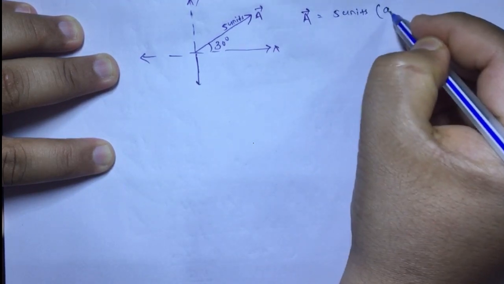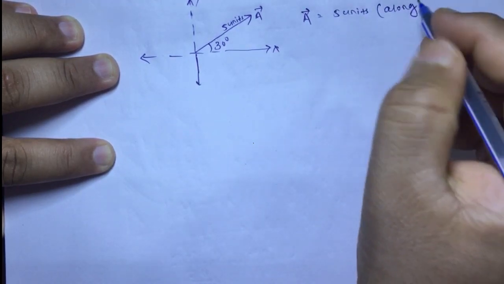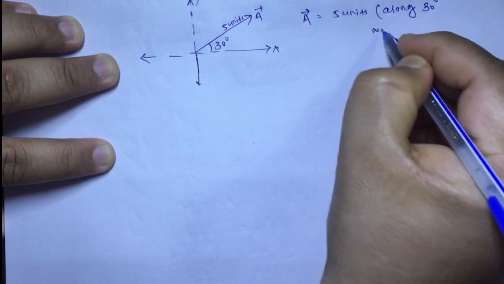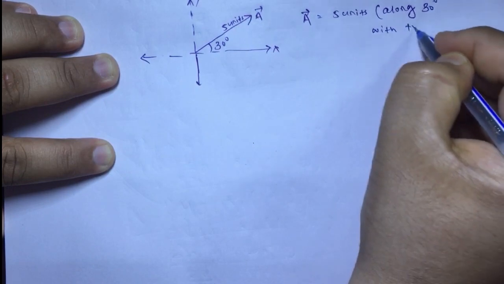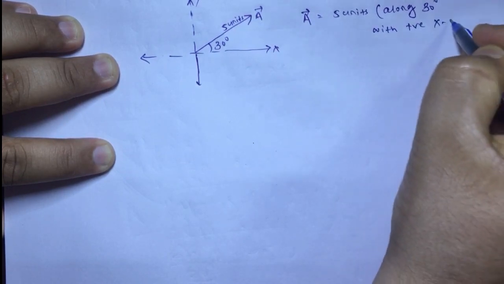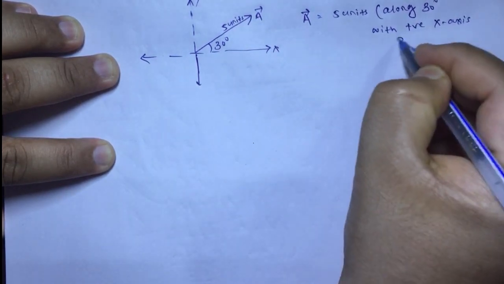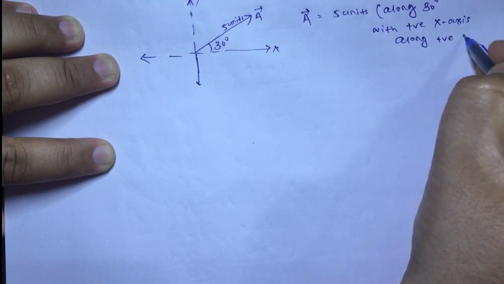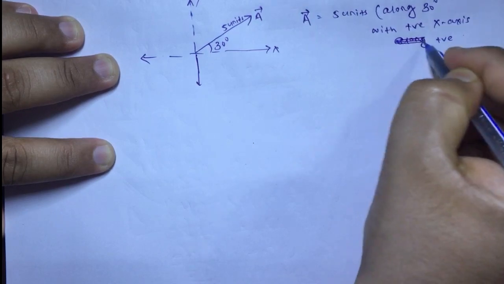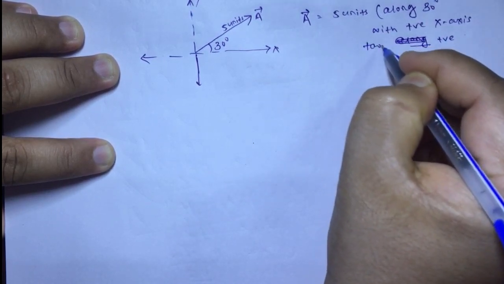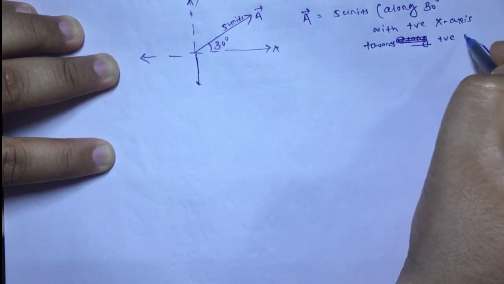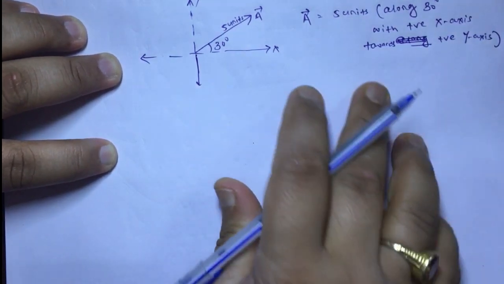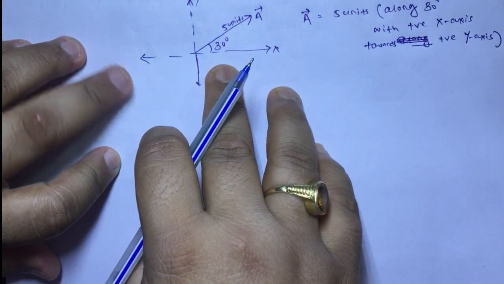And you have to mention the direction. What is the direction? Along 30 degrees with the positive x axis, towards the positive y axis. So this is how we have to write this vector.